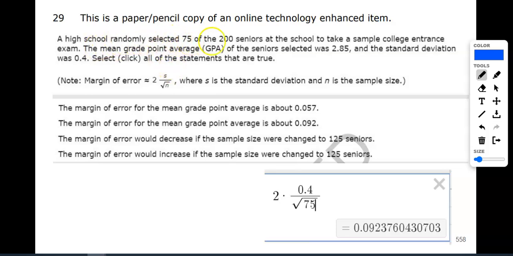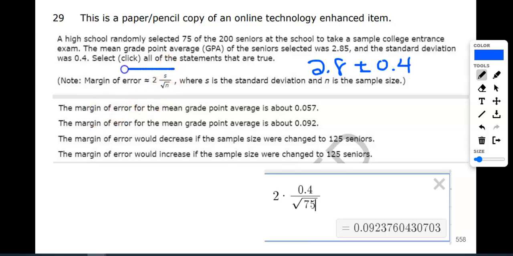A school randomly selected 75 of 200 seniors to take a college entrance exam. The mean grade point average of seniors is 2.85. Standard deviation is 0.4. Which of the following statements is true? The margin of error for the mean grade point average is about 0.057, or it's going to be 0.092. So these answers are competing against each other.